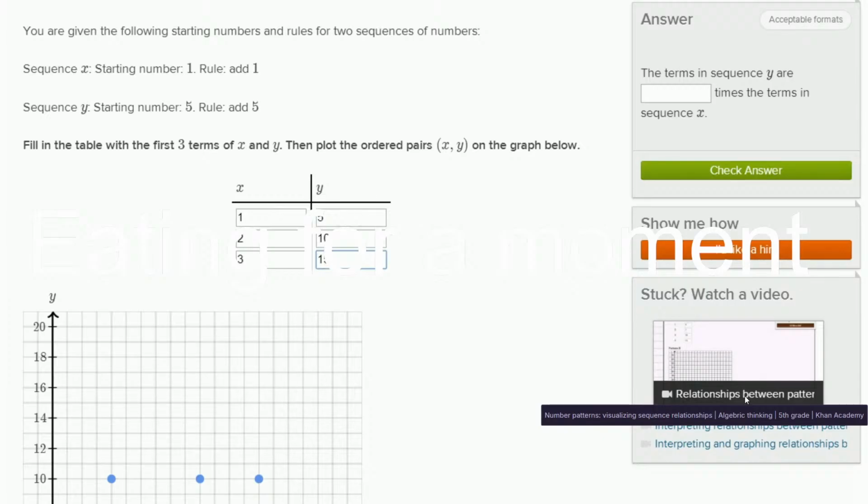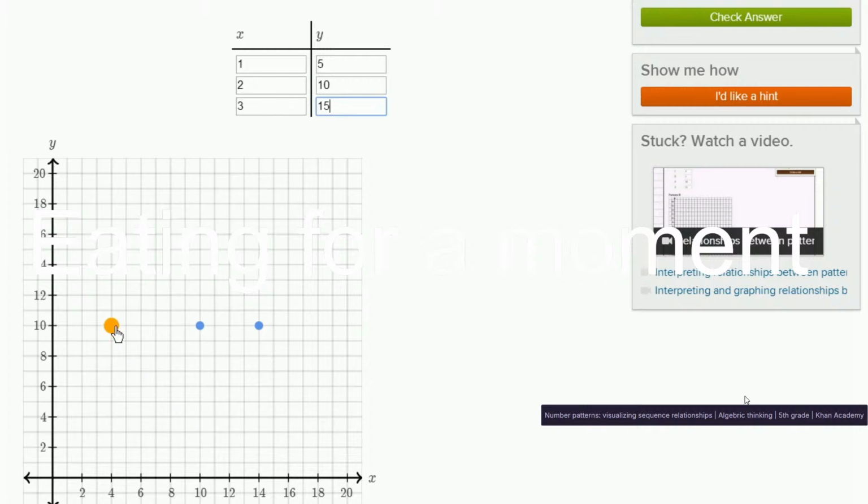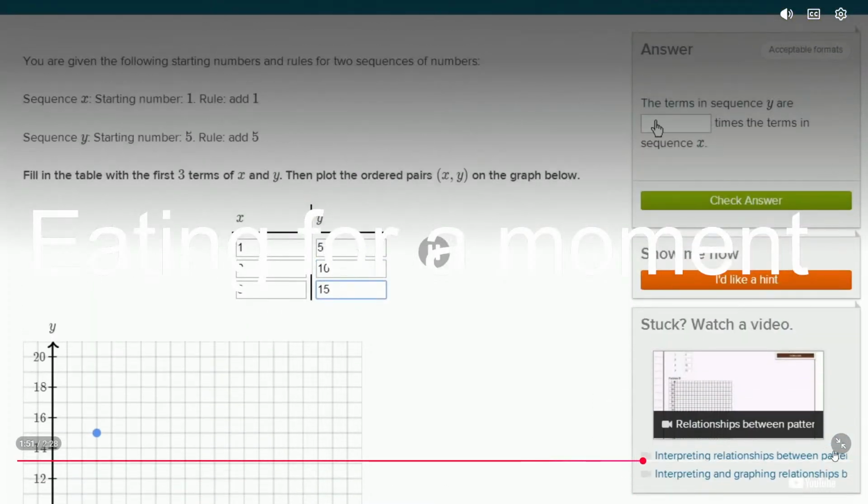Now they want us to plot these things. And we plot them as ordered pairs. So we're going to have the point 1, 5. So when X is 1, Y is 5. We see that there. X is 1, Y is 5. When X is 2, one thing to answer. The terms in sequence Y are blank.